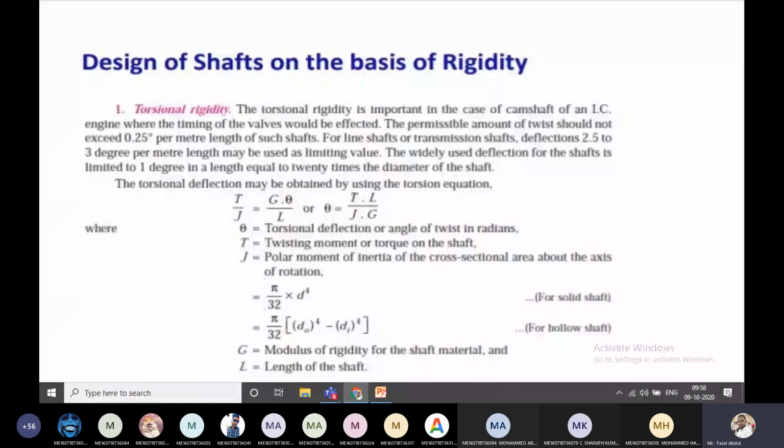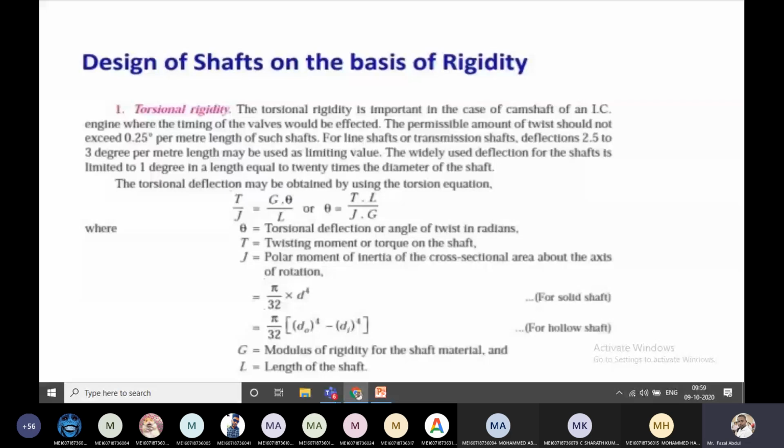Likewise here also, whatever deflections are generated in the shaft, we need to overcome. The first one is torsional rigidity. Torsional rigidity we can also call torsional deflection, or angle of twist. In general it should not exceed the theta value, which should not exceed 1 degree per meter length for a general shaft.